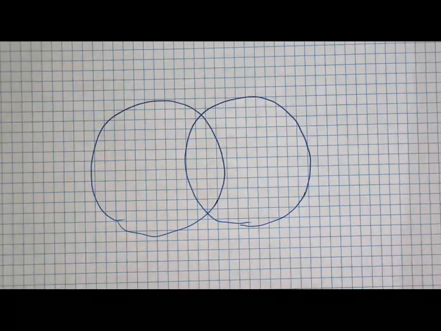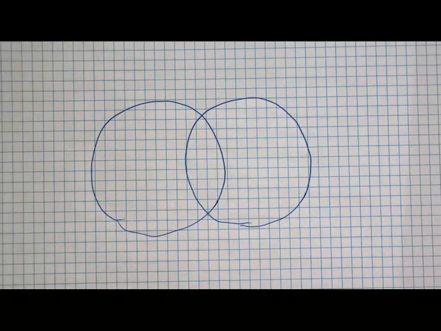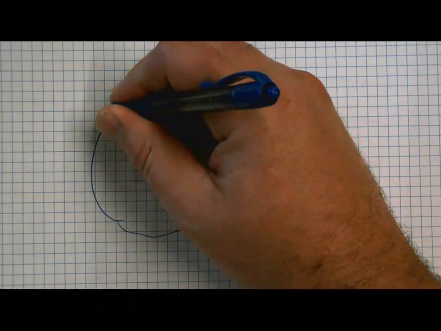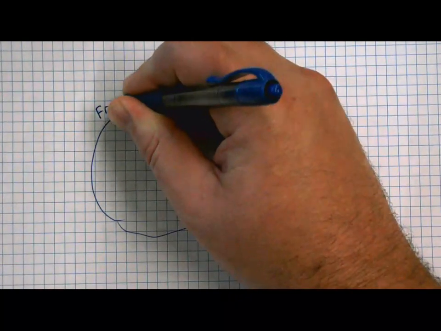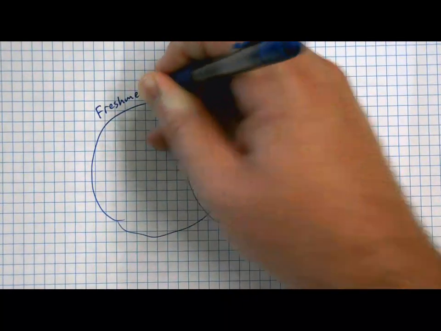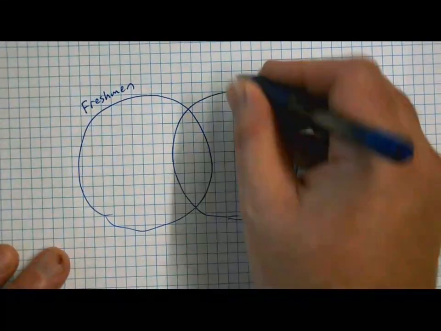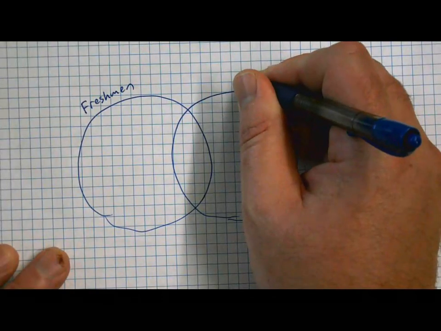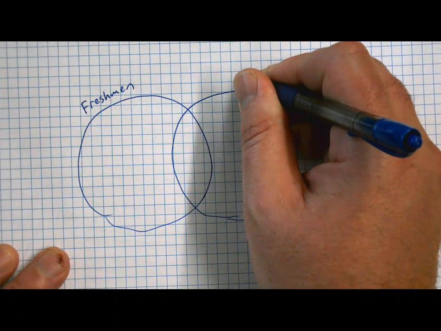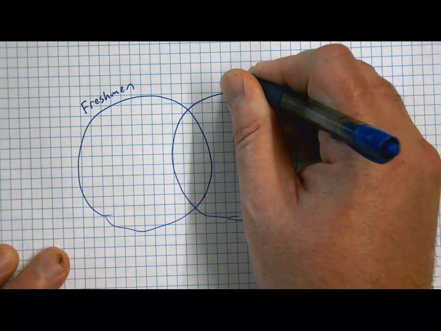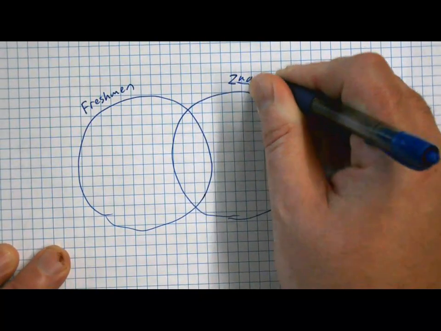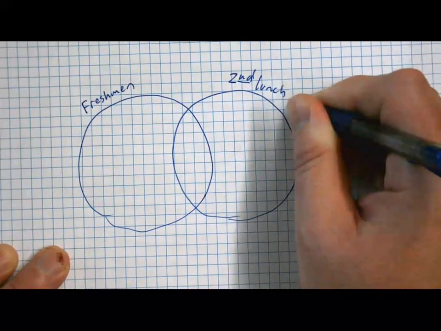So let me give you an example. Let's say that this circle here represents students in this room who are freshmen. And let's say that this circle over here represents students who have second lunch on gold days. Was today a gold day or a blue day? Gold day.